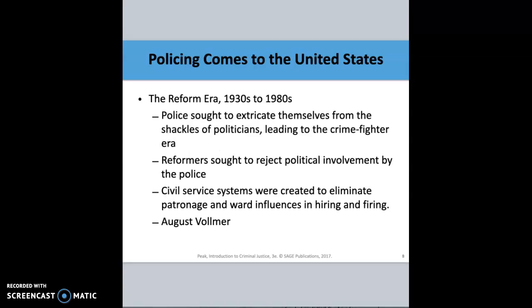Since there was a lot of graft and corruption that took place during this period, the reform era slowly developed between the 1930s and 1980s. Police sought to extricate themselves from the shackles of politicians, leading to the crime fighter era. Reformers sought to reject political involvement by the police, which resulted in civil service systems being created to eliminate patronage and ward influences in hiring and firing.